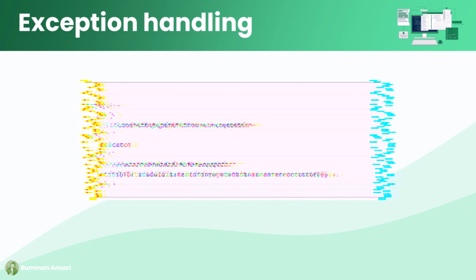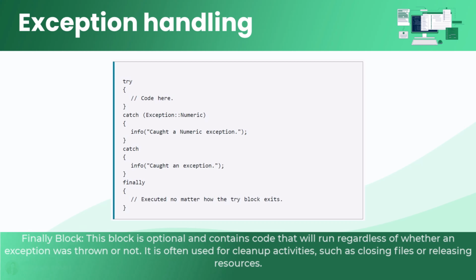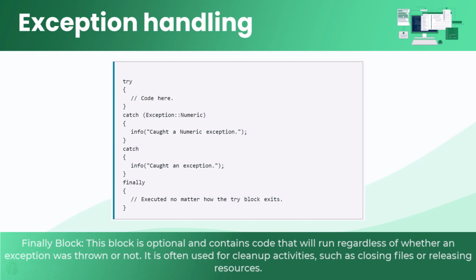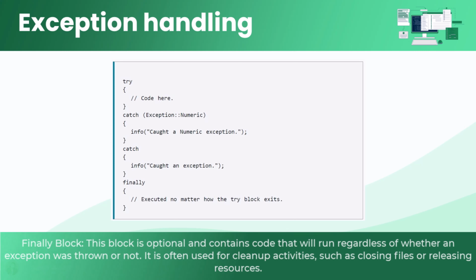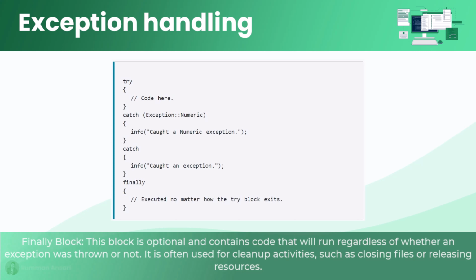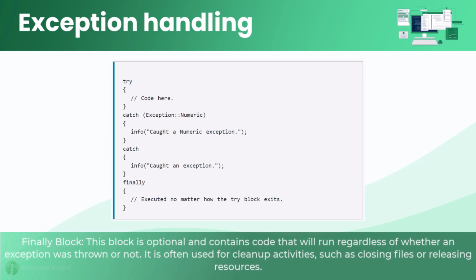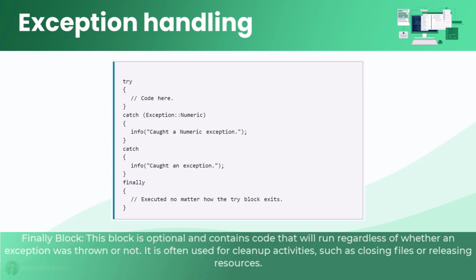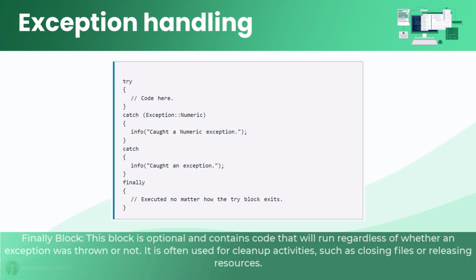Now the finally block. This block is optional and contains code that will run regardless of whether an exception was thrown or not. It is often used for cleanup activities such as closing a file or releasing resources. In that case you can use this finally block.